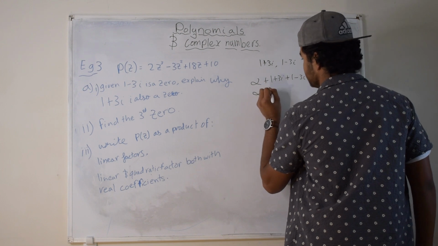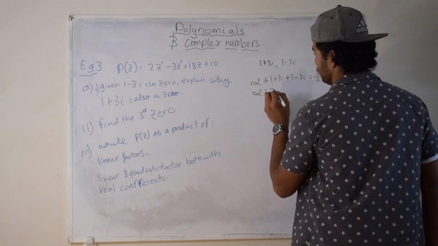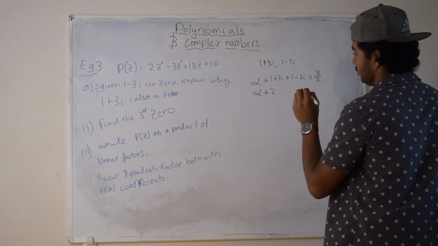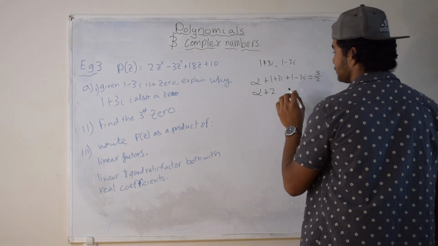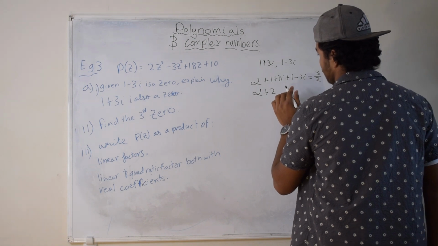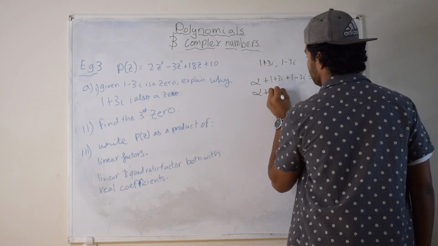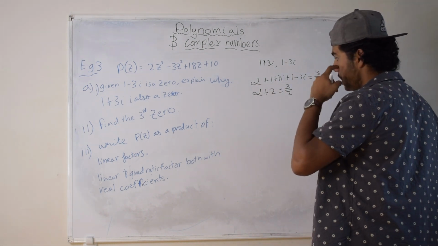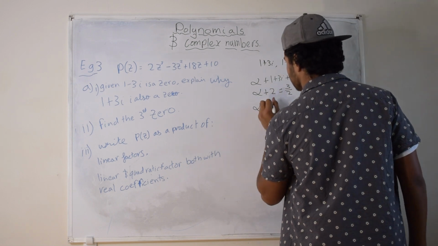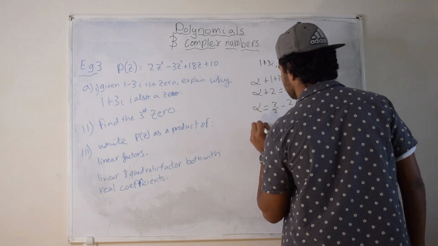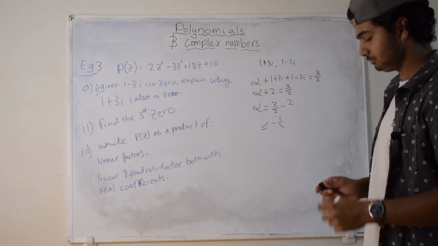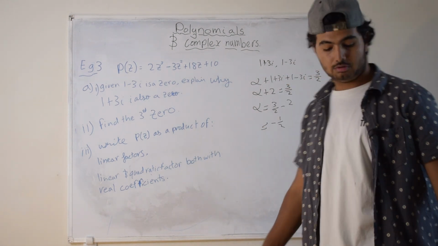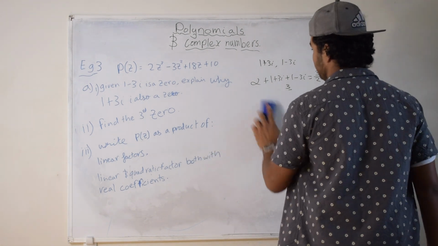Solve for this. Alpha plus 2 equals 3 upon 2. Alpha then equals 3 on 2 minus 2, which is going to be negative 1 upon 2. Negative 1 upon 2 is the third root. Gotten the third root, let's do part C.